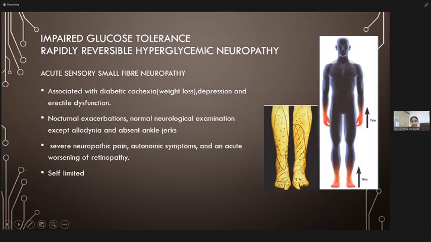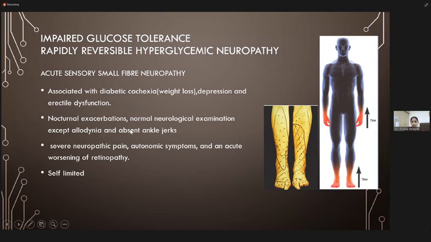This is again a rapidly reversible hyperglycemic neuropathy. It is a very acute condition, and it affects the small fiber nerves. One thing is that in this impaired glucose tolerance test, they have associated autonomic symptoms also. They can have diabetic cachexia, weight loss, depression, and autonomic dysfunction like erectile dysfunction, and they can have acute worsening of retinopathy also.